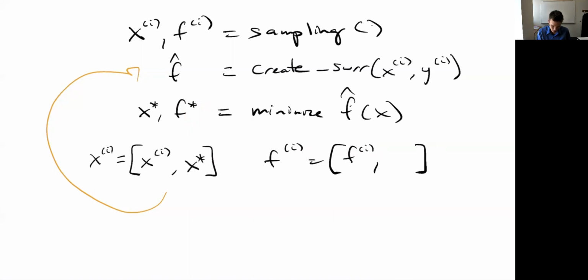This is x star, and this is f hat star. So what I would put in here is f of x star, like the actual function. So I have to do an evaluation. I'm not going to just take f hat because this is my surrogate. It's an approximation of the true function.